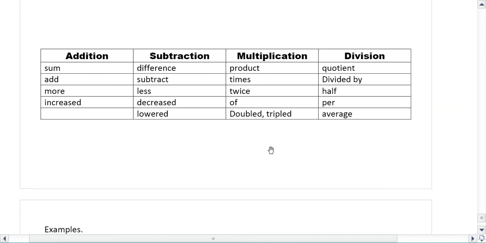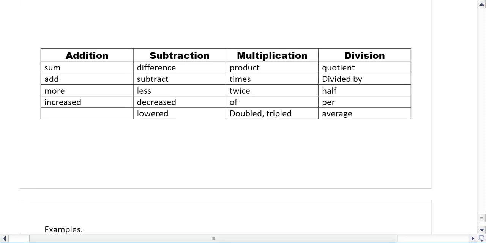Now this is a review from pre-algebra. You need to know these words and what operation they mean. This is so that we can translate from English into an algebra expression and vice versa. So just take a moment and write these down and know that these are the words that mean add, subtract, multiply, and divide. Please be sure to make note of the word "of." That's going to become very important in our chapter that we do on percents. So please note that the word "of" does indicate multiplication.